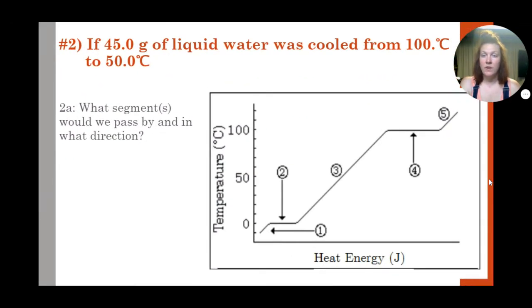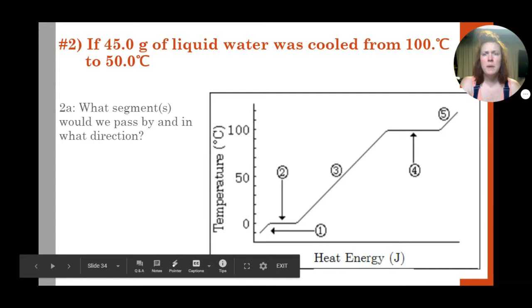Number 2 says, if 45 grams of liquid water was cooled from 100 degrees Celsius to 50 degrees Celsius, what segments would we pass by and in what direction? Now remember, this is kind of starting off that step by step.